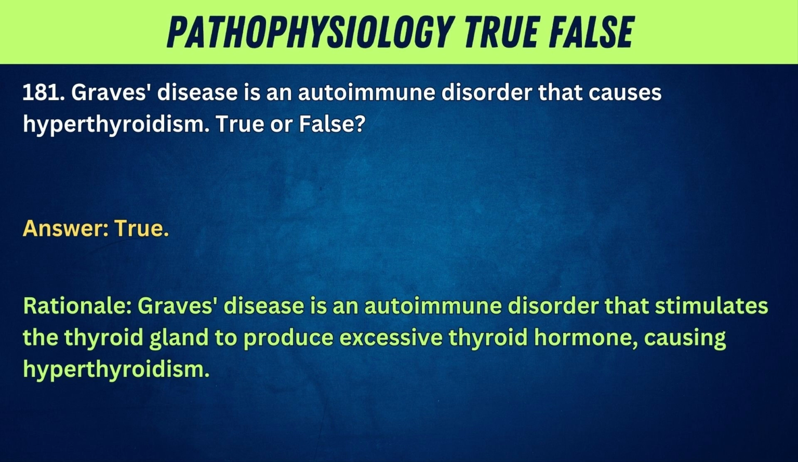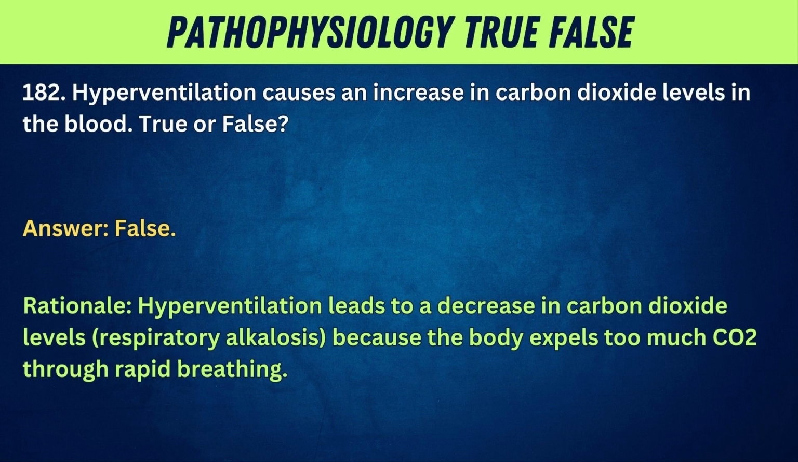True or false? Answer: true. Rationale: Graves' disease is an autoimmune disorder that stimulates the thyroid gland to produce excessive thyroid hormone, causing hyperthyroidism. 182. Hyperventilation causes an increase in carbon dioxide levels in the blood.